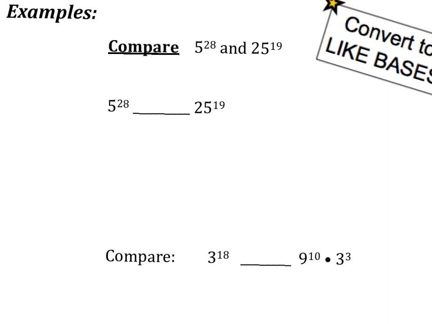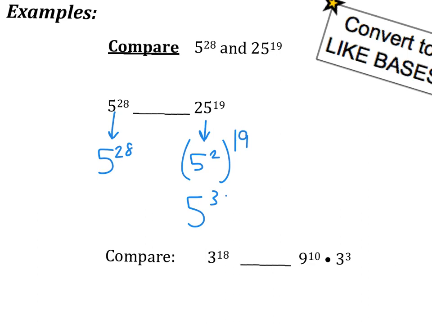But lucky for us, we can rewrite 25 as a base 5. Isn't 25 the same as 5 squared? Oh, yeah, 5 squared is 25. So I can rewrite 25 as 5 squared and then raise that to the 19th power. And then here, this is already base 5, so I'm just going to keep it 5 to the 28th. If I simplify the right side here, 5 squared raised to the 19th, that's 5 to the 38th power.